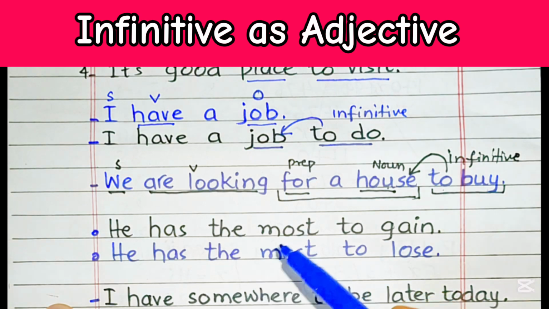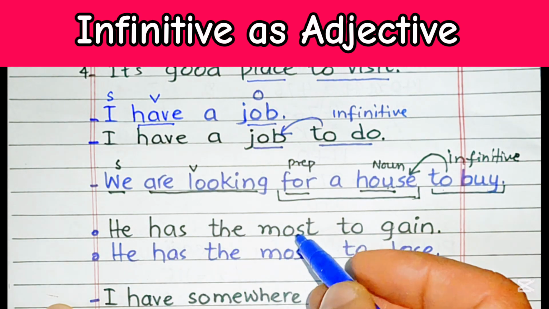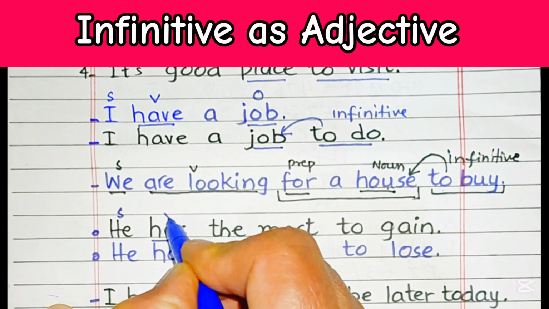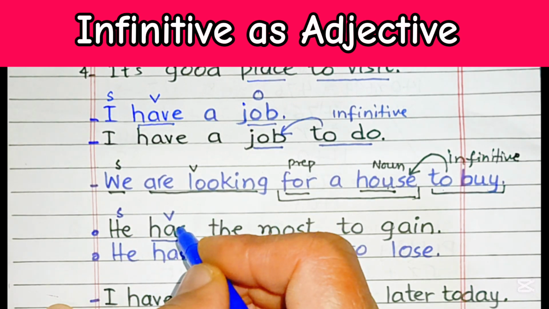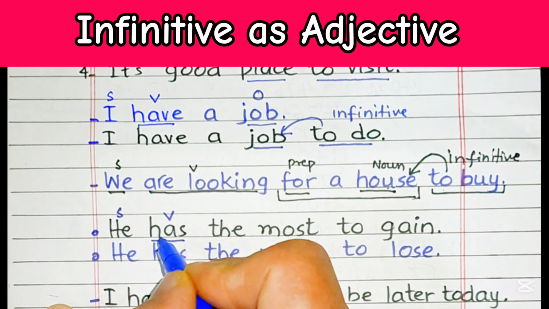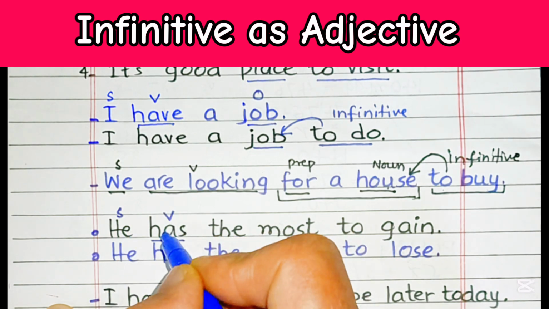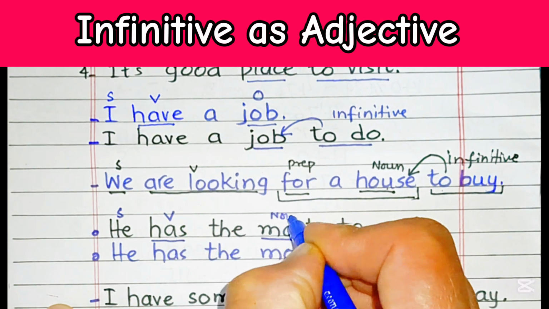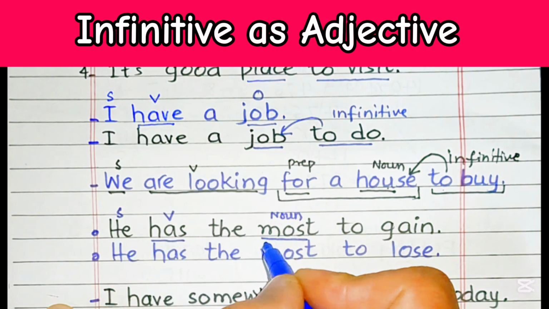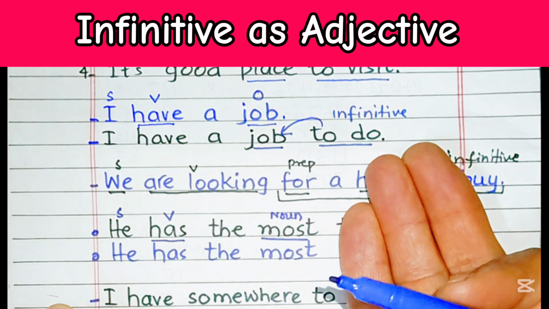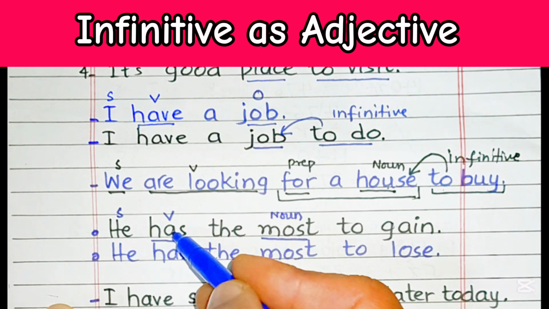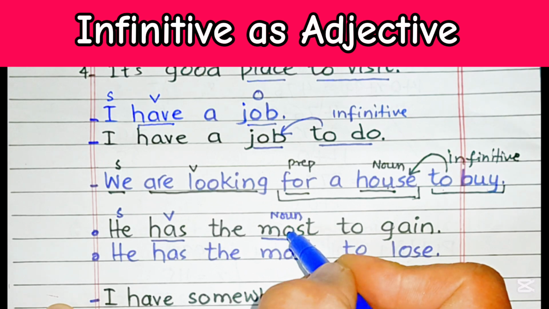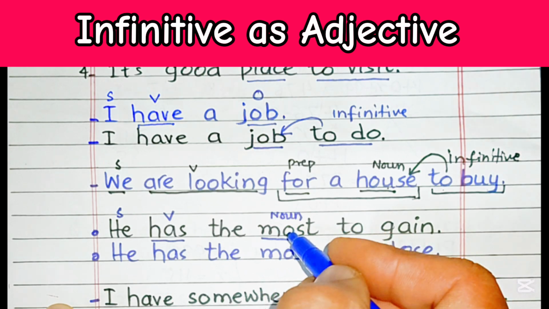He has the most to gain. Over here, he is the subject, then has is the verb. The word most here is being used as a noun. He has the most. If we put a full stop over here, then this is the subject, then the verb, and this is the object. He has the most. So that's why it's a noun. He has the most to gain.